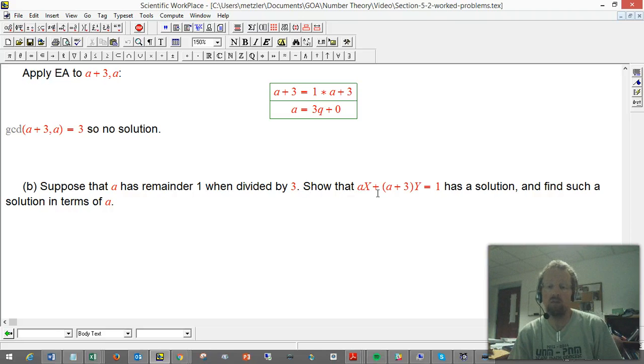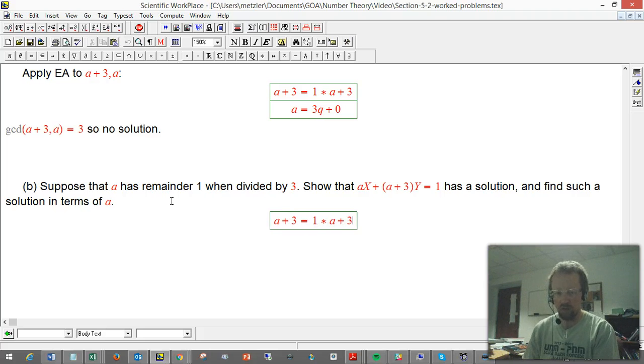Now, let's show that ax plus (a plus 3)y equals 1 does have a solution, and I want to find it explicitly in terms of a. So this will be a general formula for this family of cases of a linear Diophantine equation. Okay, so now let's apply the Euclidean algorithm. Again, the first step is the same, a plus 3 equals 1 times a plus 3. But now a is going to be 3q, let's say q for quotient, plus, and we've assumed that it has remainder 1, so that's going to be 3q plus 1.